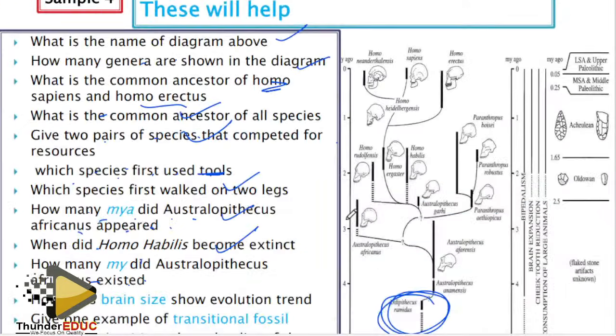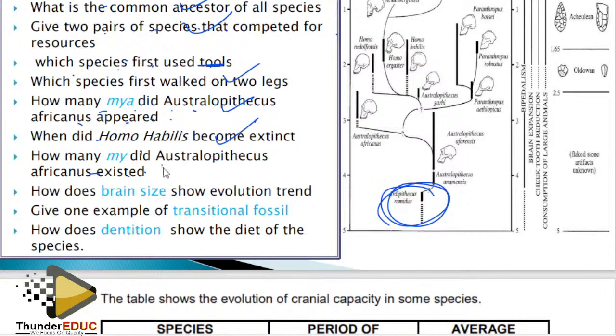Yes. Then they are saying, how does the brain size show evolution trend? We talked about that the brain size means that the higher the brain size, the higher the number of cells, which leads to more intelligence. Give one example of a transitional fossil. An example of a transitional fossil is Karabo. We can talk about Karabo, Australopithecus sediba. How does dentition show the diet of the organism? Dentition shows the diet. How does it show?